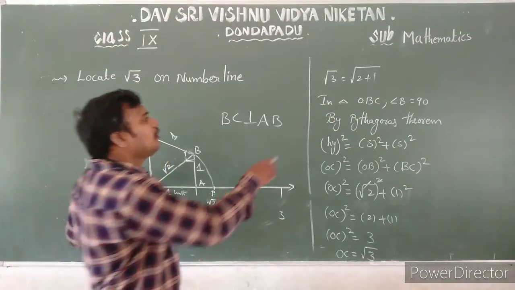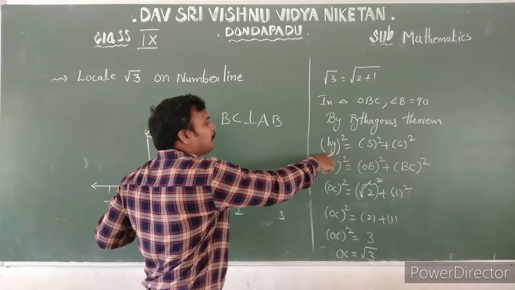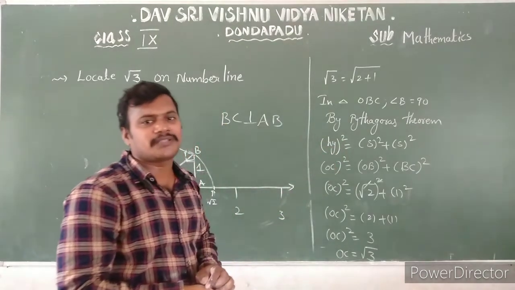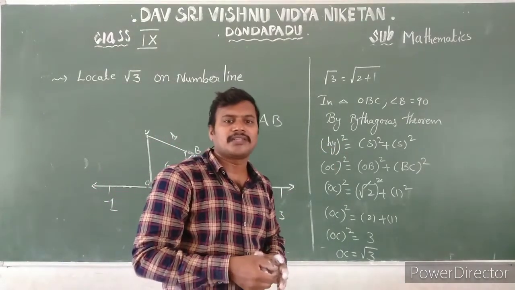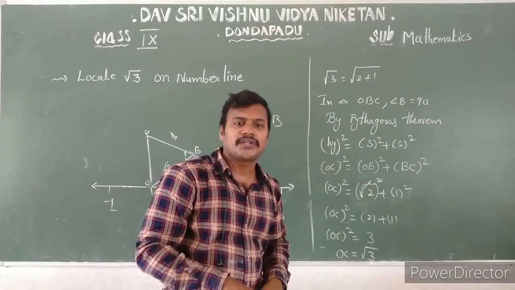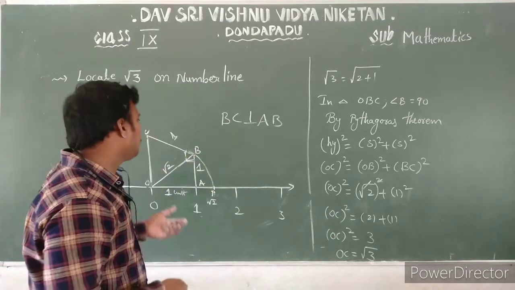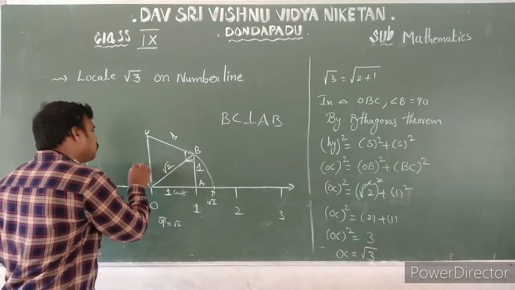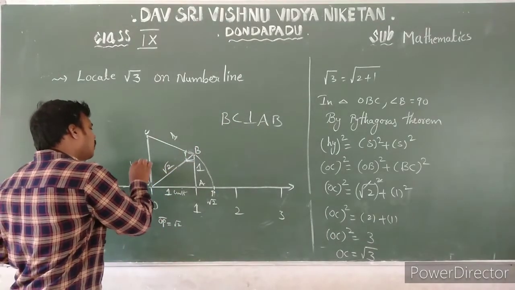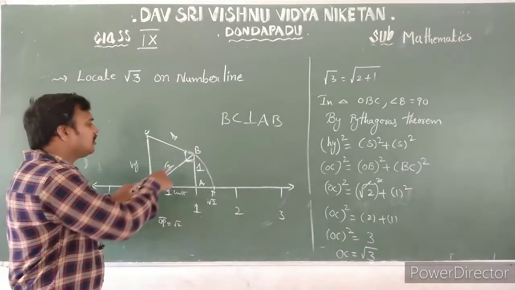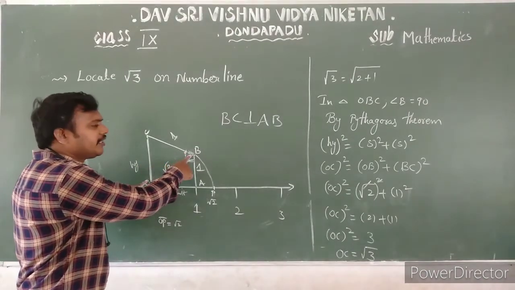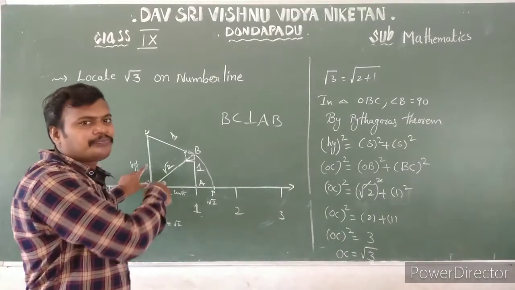By the Pythagoras theorem, hypotenuse square equals the sum of the squares of the other two sides. OC is the hypotenuse because that side is opposite to the 90 degrees.